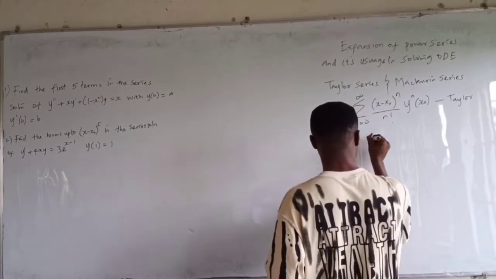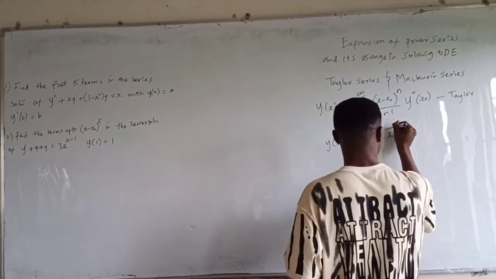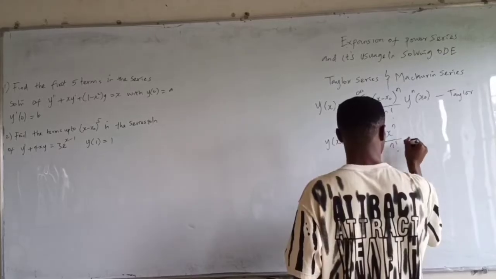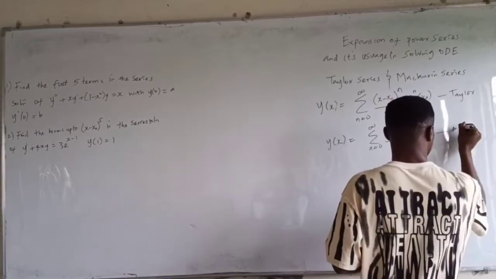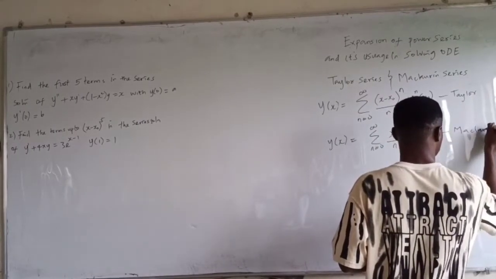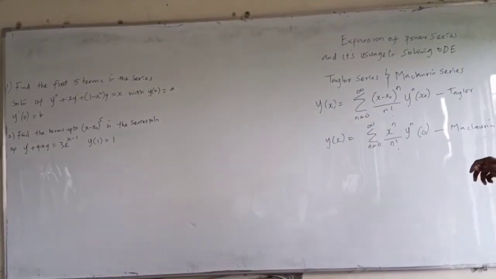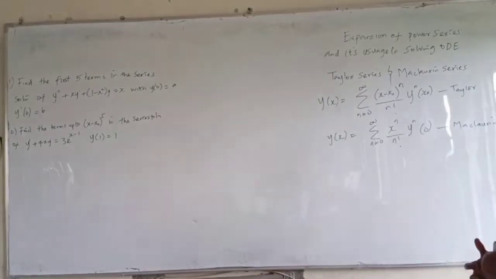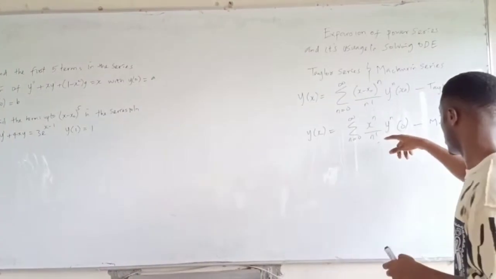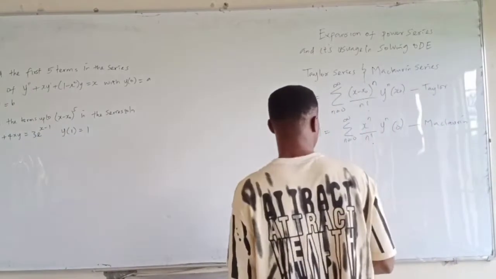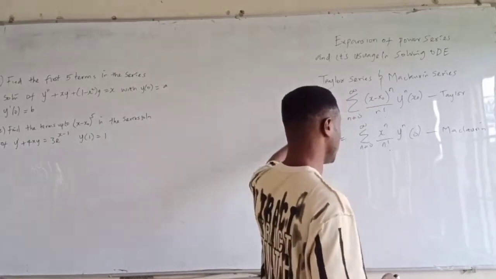Then if y of x is equal to the summation from n equals 0 to infinity of x raised to the power of n divided by n factorial, times y of n of 0, this is Maclaurin. As I was explaining earlier, the difference between the Taylor and the Maclaurin series is that in the Taylor series, when you make x naught equal to 0, then you get the Maclaurin series. So let's expand the Taylor series. Let's write up to the fourth or the fifth term of the Taylor series.